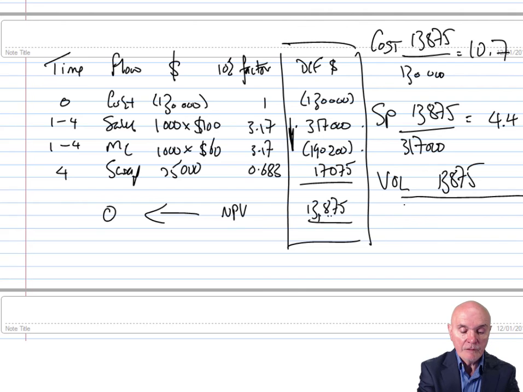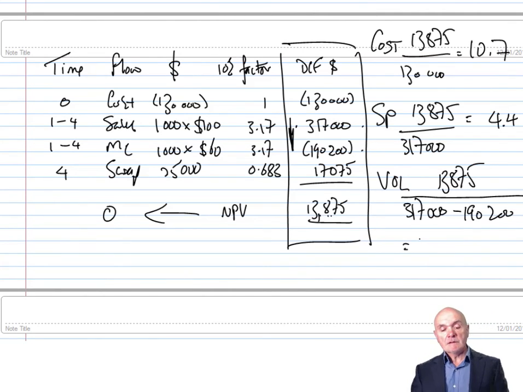So we're going to have 317 minus 190, 200. That's a contribution on the bottom line that is proportional to the volume. So we're going to have 13,875 divided by 317, 90. It's going to be about 10.94.